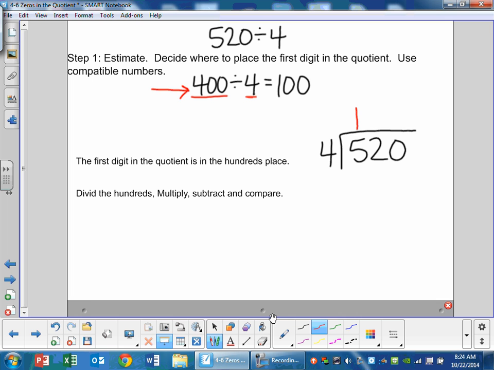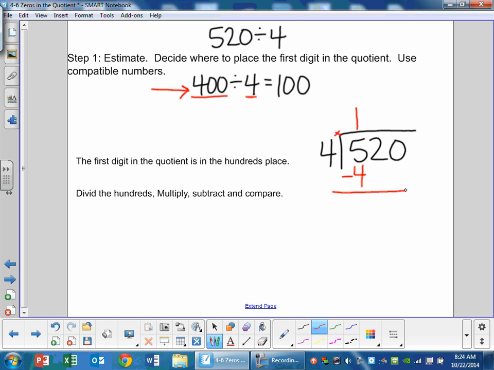Divide the hundreds, multiply, subtract, and compare. So now you are just following the standard division algorithm. So I've already divided. I need to multiply. 1 times 4 is 4. Subtract and compare. Is my 1 smaller than 4? Yes, it is. Okay? So go ahead and pause here if you need to get all of these notes. And I'm going to move on to the next slide.